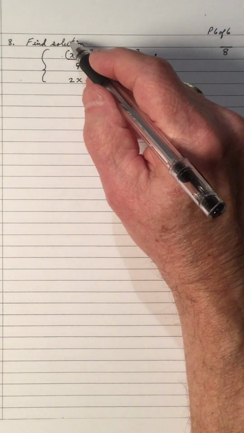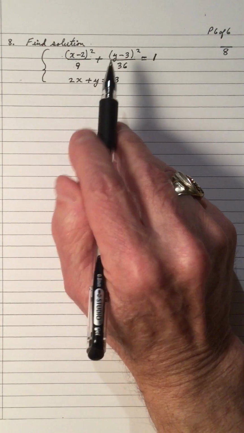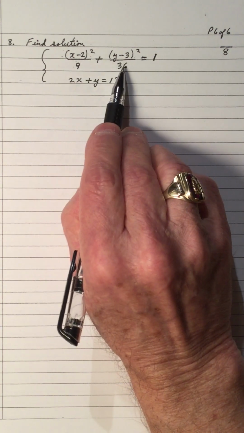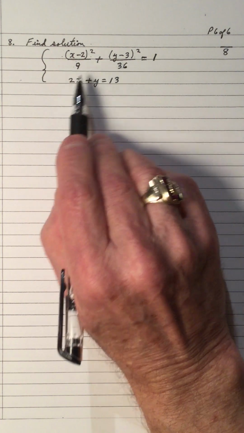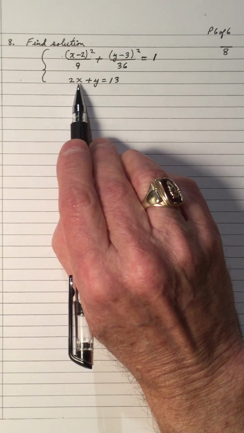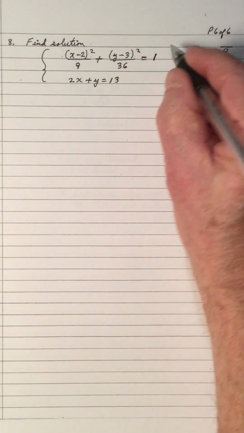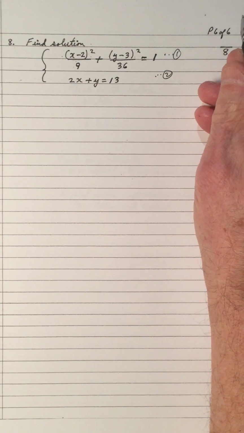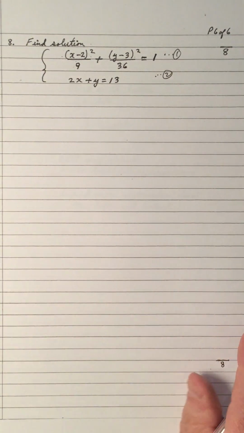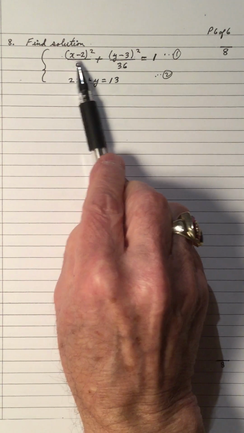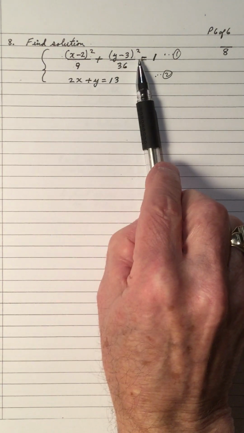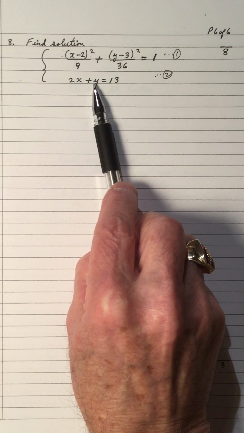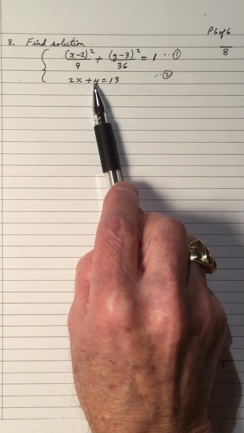Now, it says find the solution. This is the equation of an ellipse, because we have a plus, we have an x squared and a y squared, and the a squared and b squared are not the same. So this is the ellipse, and this is a linear equation, a line. Let's call this equation 1, and this equation 2. Now most people would change this equation, but I'm going to make it a little bit simpler. Notice I got an x and a y. The y has a 1 coefficient, so I'm going to take this equation and solve it for y.